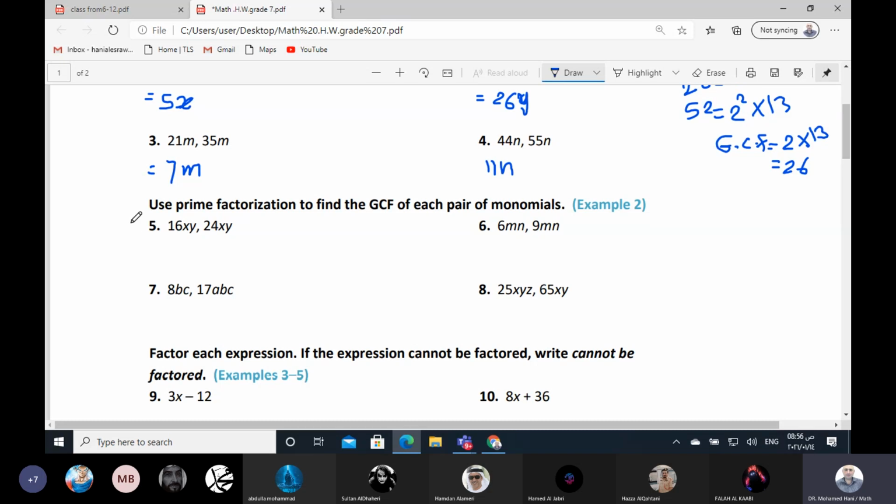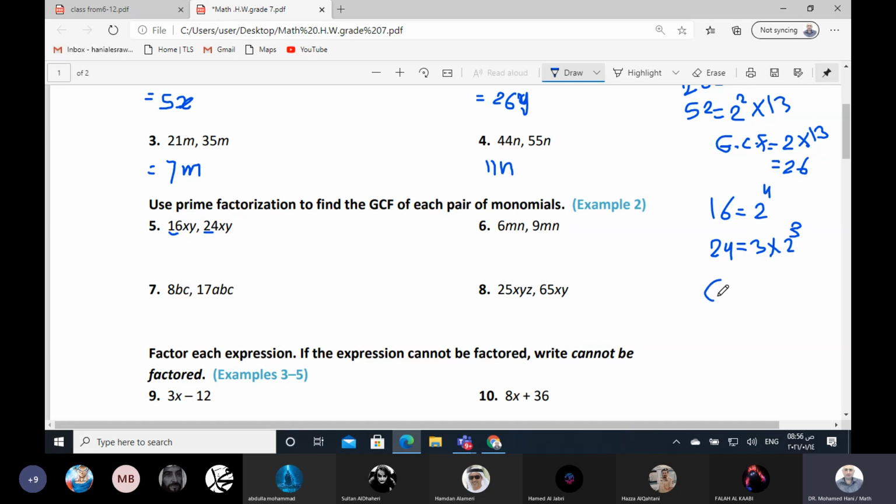The second question, use prime factorization to find the GCF of each pair of monomials. Okay. As you see here, start from the numbers. Here we have 16, here we have 24. The factors of 16 equal 2 times 2 times 2 times 2, which means 2 exponent 4. And 24 equals 3 times 8. And 8 equals 2 exponent 3.